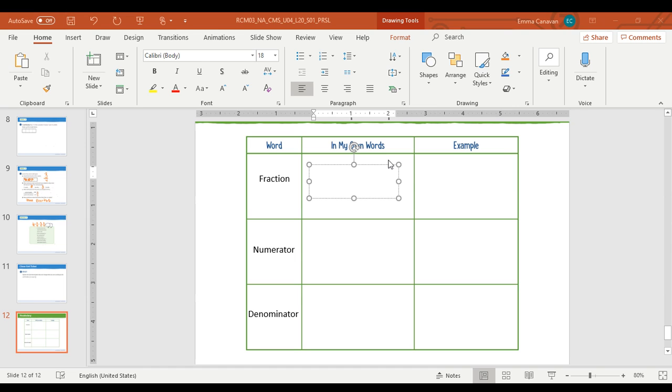All right, so a fraction we learned is a number that describes equal parts of a whole. Okay, now would be a good time to make your own example in this column here. You could draw a picture of a fraction.